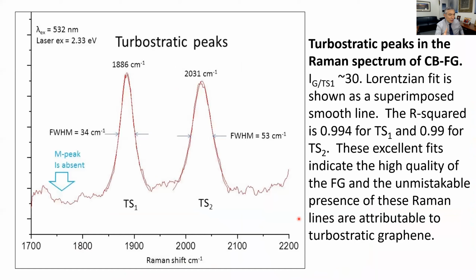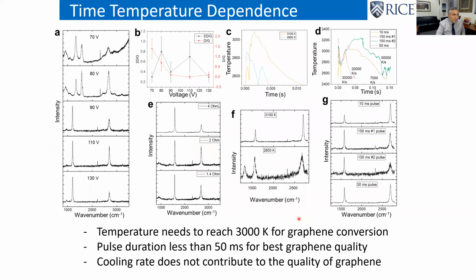And then you can tell spectroscopically by looking at the TS1 and TS2 bands, or the turbostratic 1, turbostratic 2 bands. Missing M peak tells us that we're turbostratic, that they're non-aligned layers.